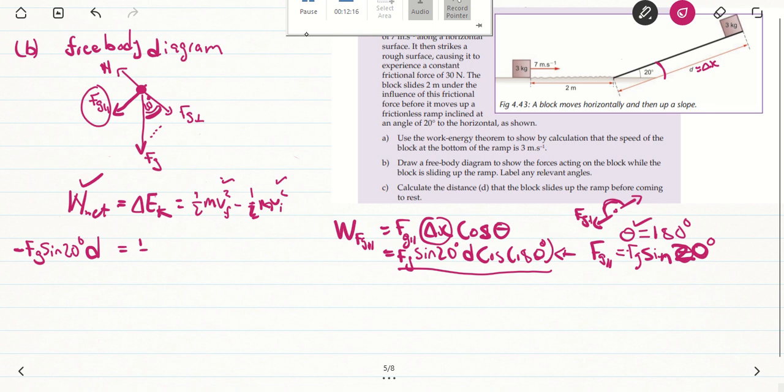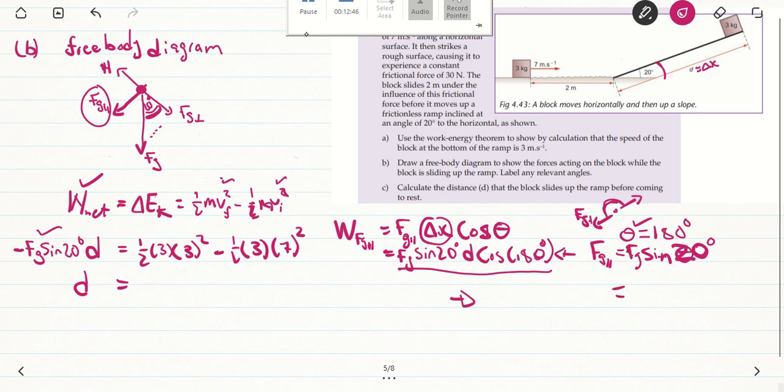And of course, we're going to substitute our mass, which is 3 kilograms in this case, our final velocity, which is 3 meters per second, squared, times 1 over 2. Mass is 3. The initial velocity was 7 meters per second. And now we're going to try to solve for D. So we divide by this. And remember, let's come back to this side.